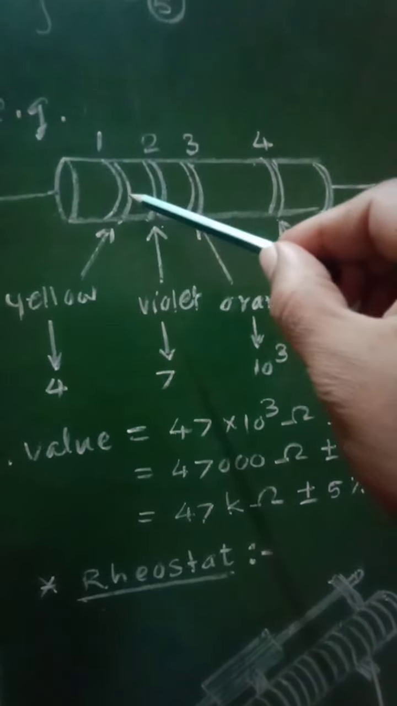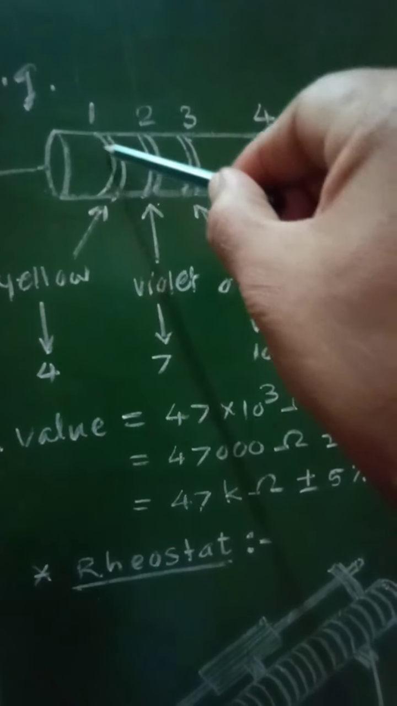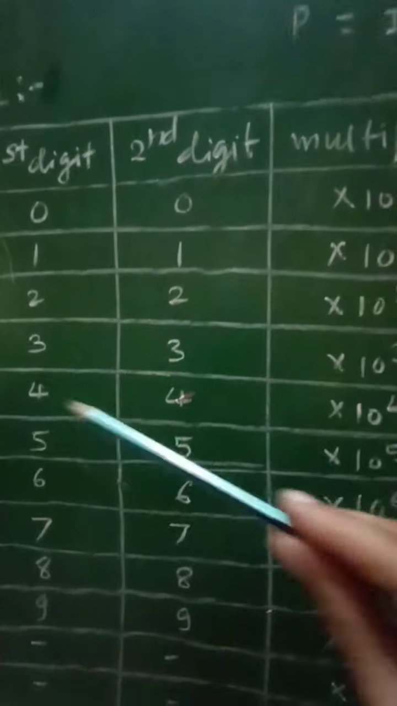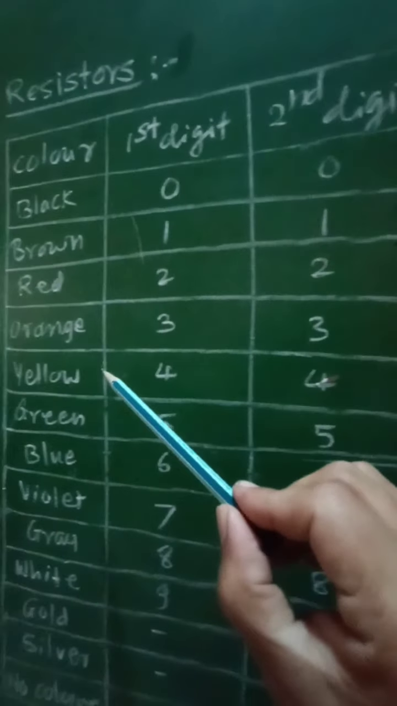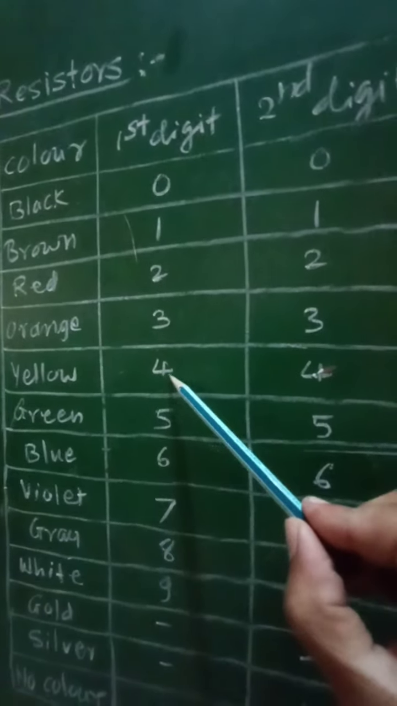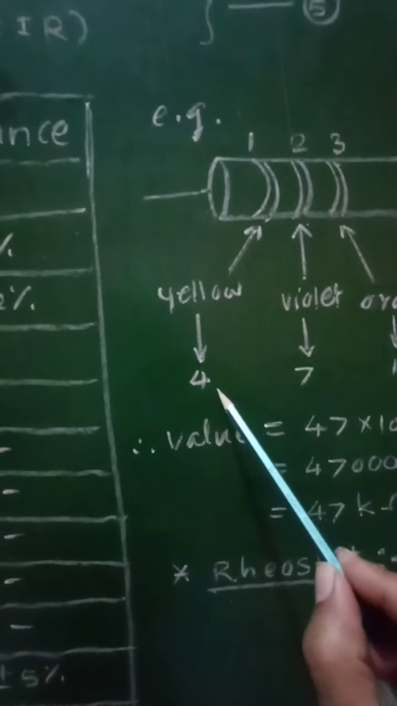Now let us consider the first digit, that is the first color ring is yellow, and therefore for this yellow color the first digit is 4, and therefore it is written here 4.